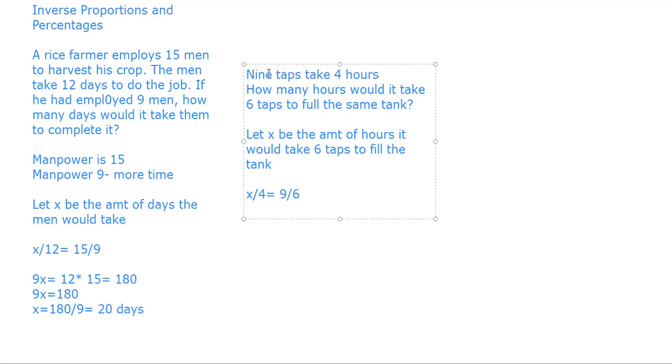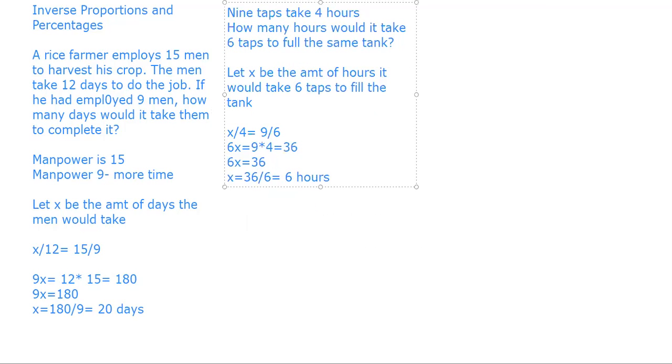So that would lead us to cross multiply. 6x is equal to 9 multiplied by 4, which is equal to 36, which is then 6x is equal to 36, which is now x is equal to 36 divided by 6, which is equal to 6 hours. Right, so that's basically how inverse proportion works. Another question.